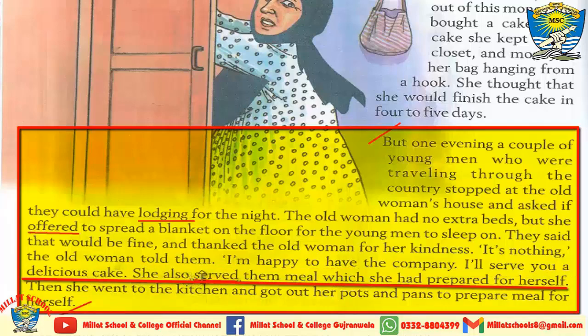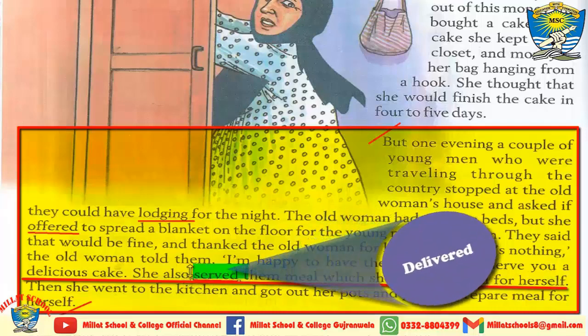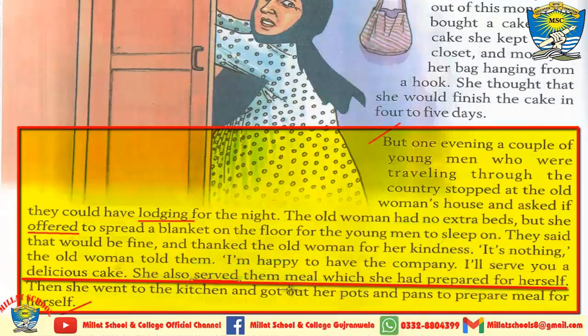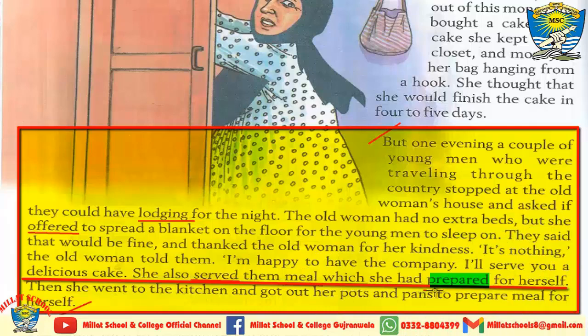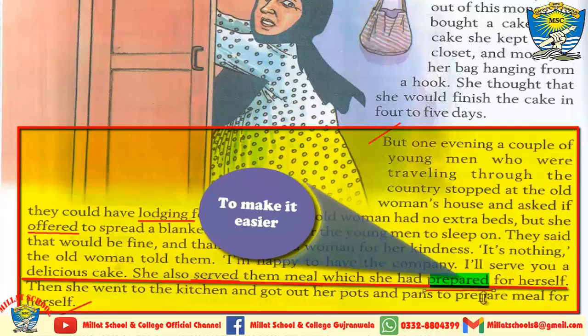She also served them the meal which she had prepared for herself. Underline the word served. Then I will tell you the synonym. The synonym is delivered. She also delivered them the meal. Underline the word meal. The synonym of meal is food. Underline the word prepared. And the synonym is make or ready.